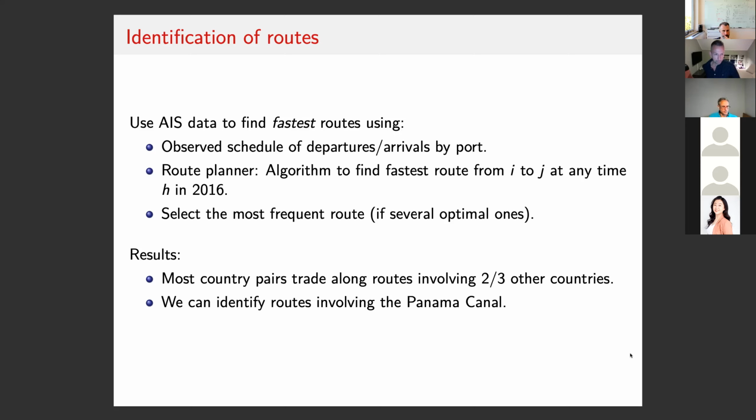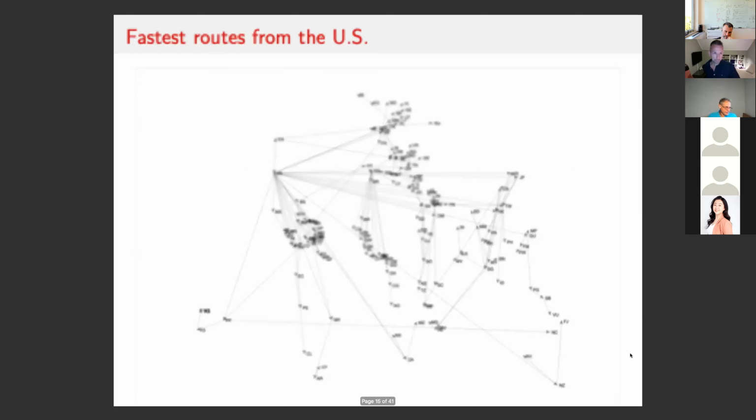Okay, what are the results from this? Well, you get that most country pairs trade along routes involving 2 to 3 other countries. So the mode is 2 or 3 hops when you go from A to B. And for the purposes of the Panama Canal, the nice thing about this is that we can identify exactly which routes are crossing the Panama and which routes are not.